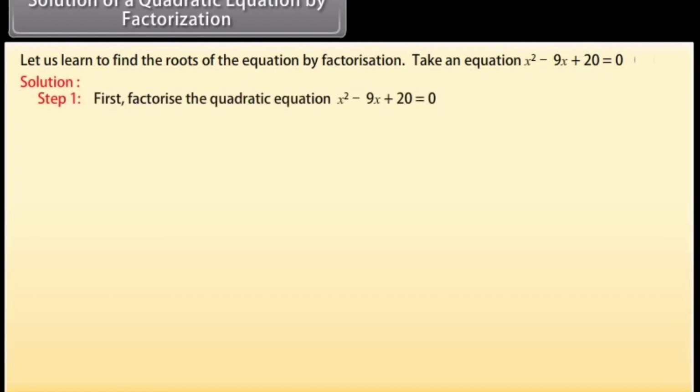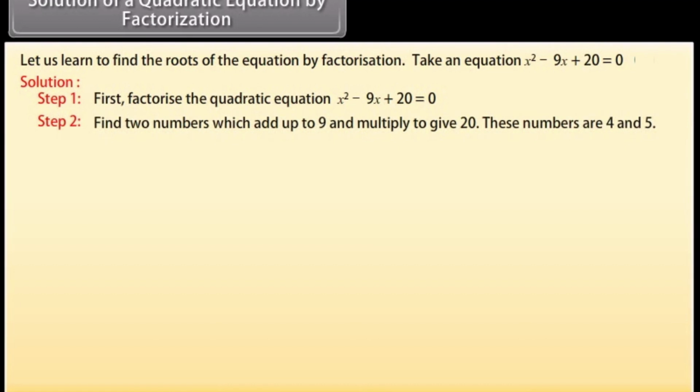Solution of a quadratic equation by factorization. Let us learn to find the roots of the equation by factorization. Take the equation x square minus 9x plus 20 is equal to 0. Solution. First, factorize the quadratic equation x square minus 9x plus 20 equals 0. Find two numbers which add up to 9 and multiply to give 20. These numbers are 4 and 5. x minus 4 into x minus 5 is equal to 0.